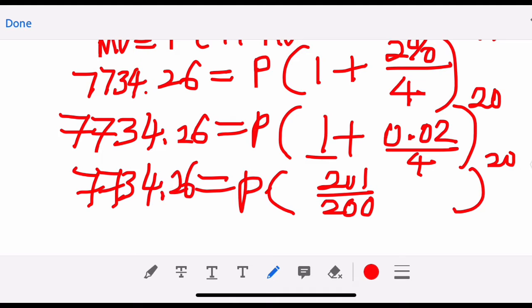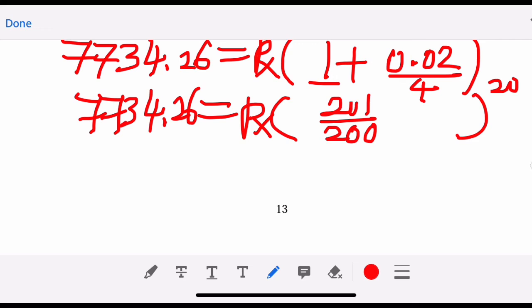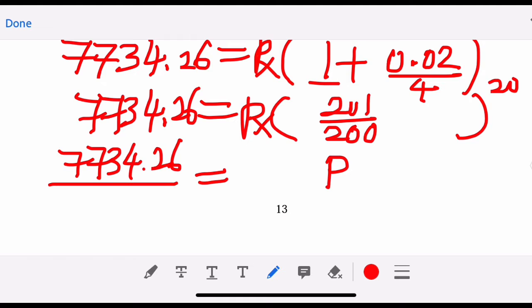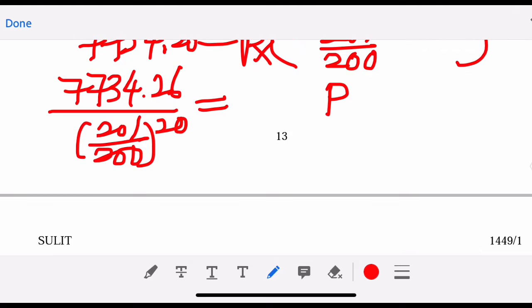This is 7734.26. Now we want to find the principal. This is multiplied, okay? So what you need to do is, you can leave your P here. P here is actually 7734.26 divided by 201 over 200 to the power of 20. Or you can say that the principal is 7734.26, then you divide by the fraction 201 over 200. Make sure you put a bracket. Then power 20.